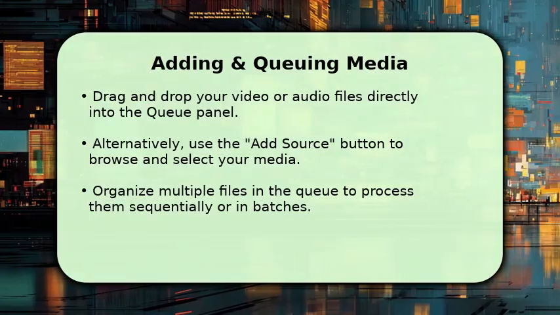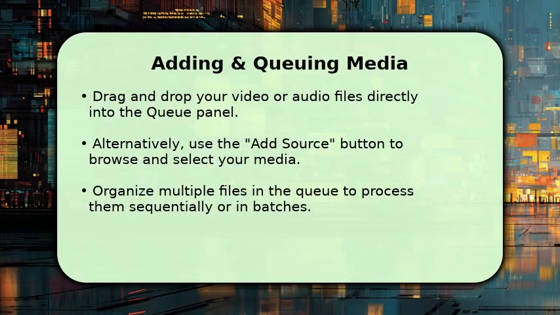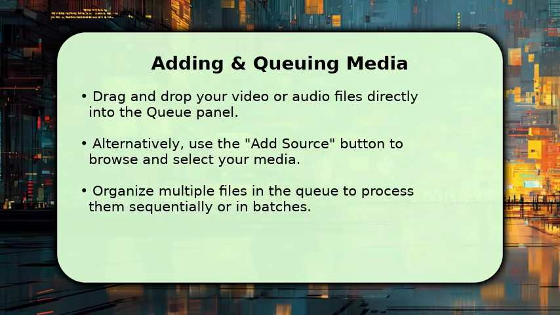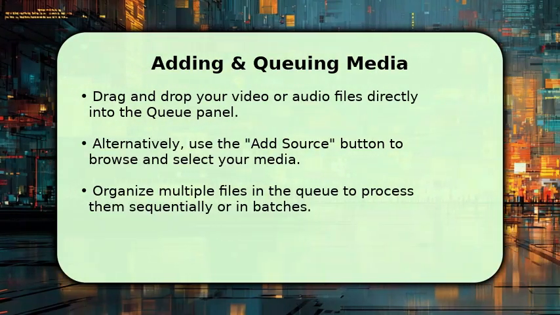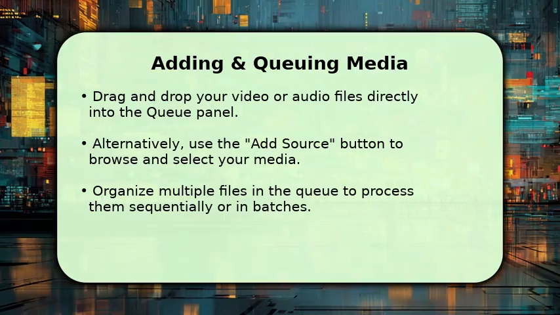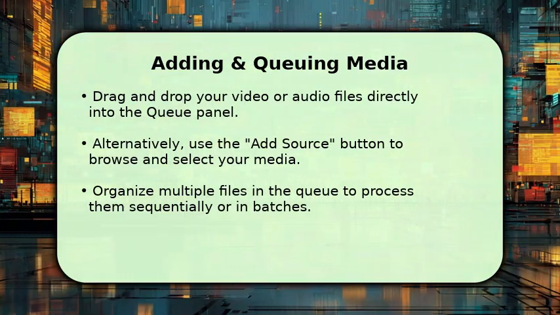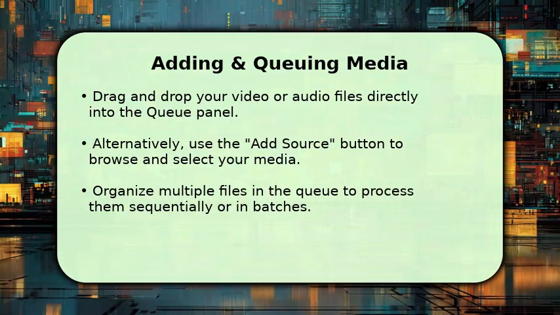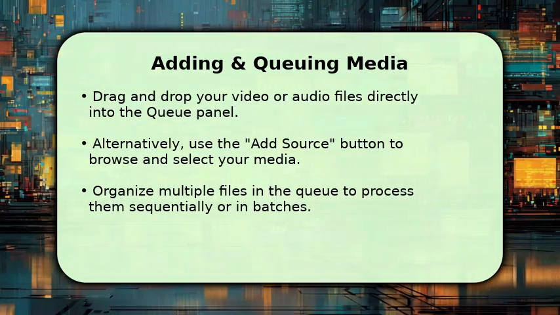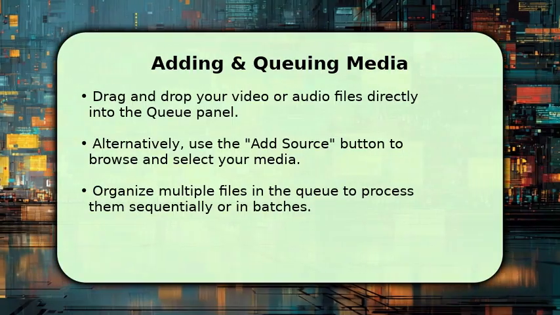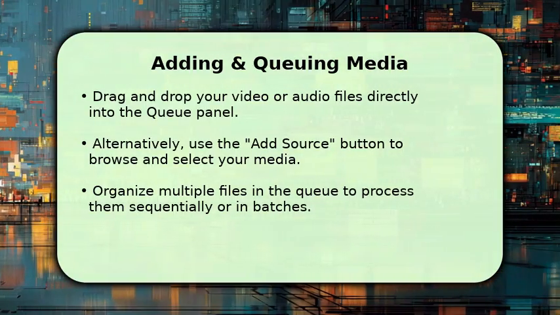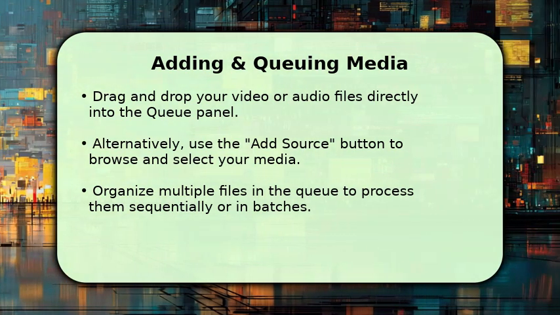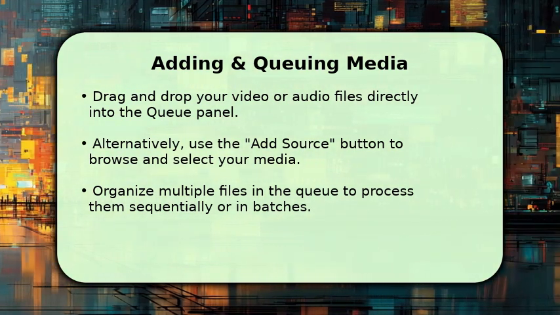Once Media Encoder is open, adding your media is simple. You can easily drag and drop your video or audio files directly into the queue panel. If you prefer, click the Add Source button to navigate your folders and select your desired content. This panel is where you'll organize all your files, allowing you to process multiple projects efficiently. You can queue up dozens of files, ensuring a smooth, uninterrupted workflow for all your encoding needs.